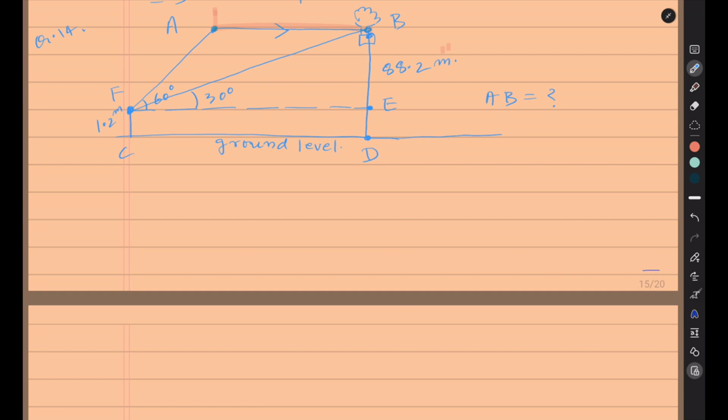What will be BE? BE will be BD minus ED. BD is height of the balloon from ground minus ED is height of girl, and that is the height of observation, because her eyes are at 1.2 meter. So 87 meter will be equal to BE. So this is 87 meter, isn't it?